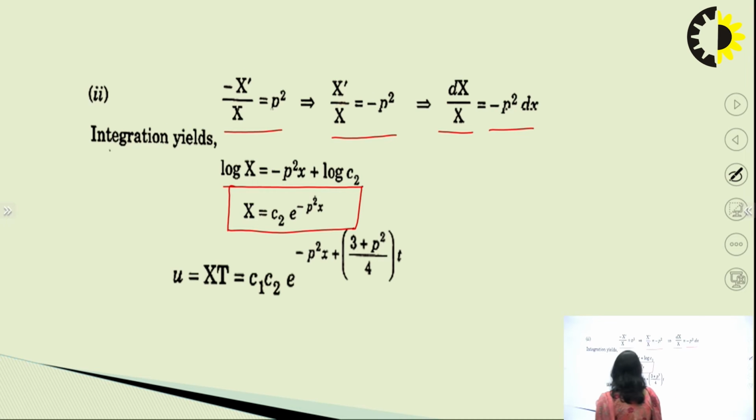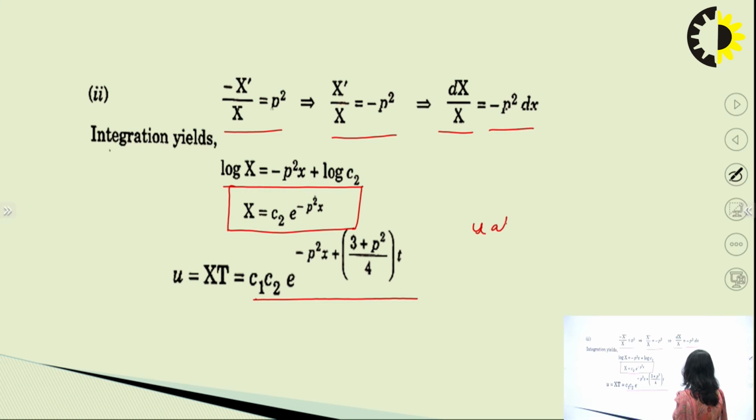So my final solution in here will be u equal to XT. So that is C1 C2 e to the power minus p square x plus 3 plus p square upon 4 into t. But we cannot stop over here, because in this case I was given u at t equal to 0 also. This was given to me, and since this was given to me, I can find out C1, C2 and p square, if it is possible to be found. I will try and find out both.